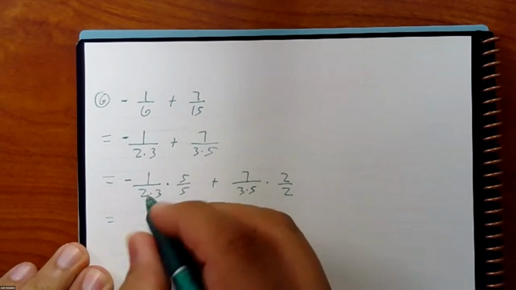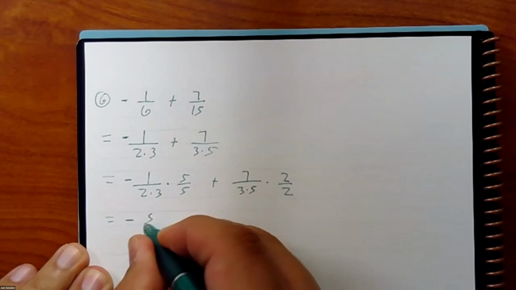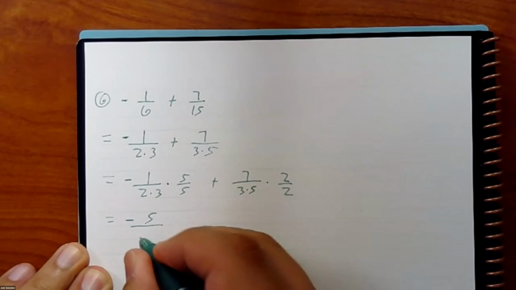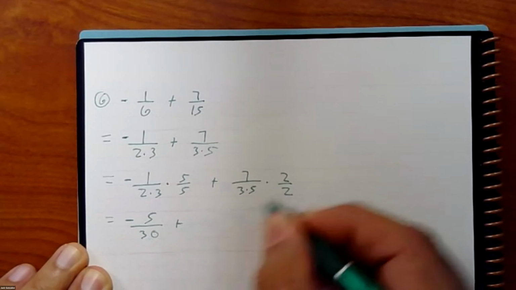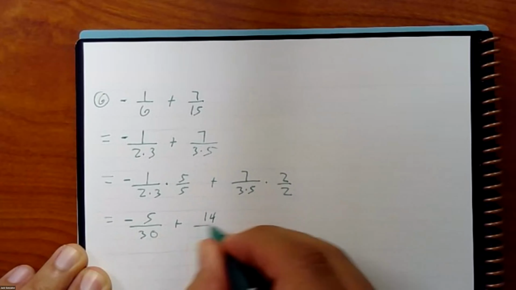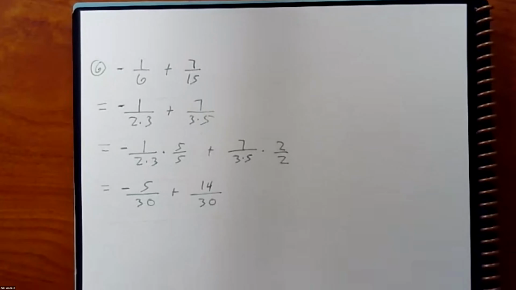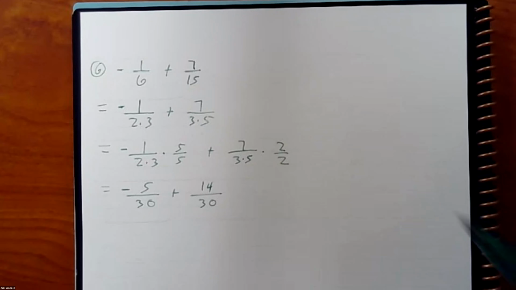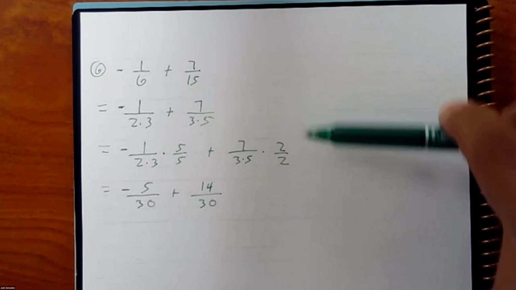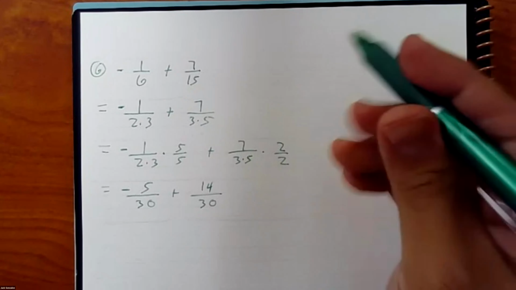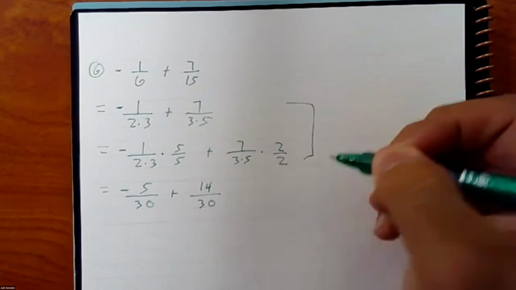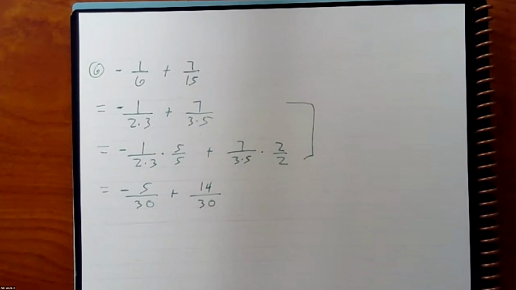So here we go. 1 times 5. 2 times 3 times 5. 7 times 2. 3 times 5 is the same deal here. Now we're ready. But the important part is this step here. Does this make sense? And this is the time to ask questions. From here to here. You guys cool?